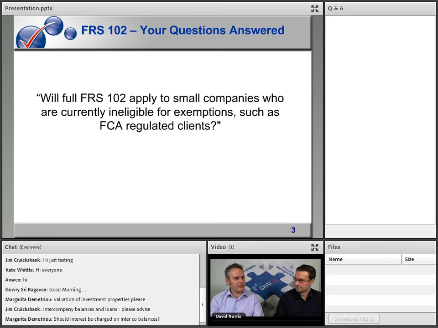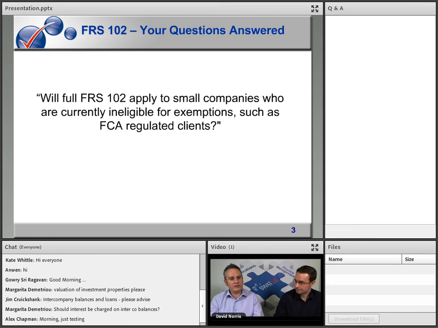Perhaps what the question meant was, are they talking about the small company exemptions under FRS 102? So for periods commencing 1st of January 16, FRS 102 applies to small companies. But an FCA regulated client, depending on what level of regulation they are, they're still going to be ineligible to be small. And so they can't be small. They will be on FRS 102 for periods commencing 1st of January 15, like every other medium and large company.